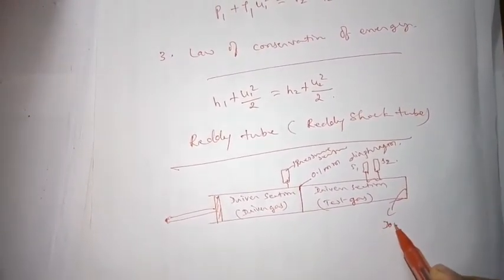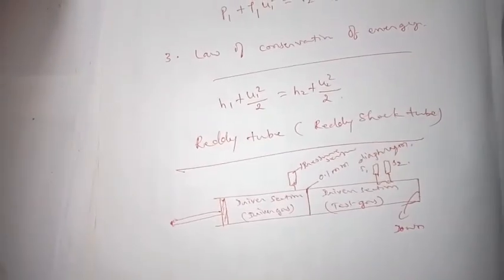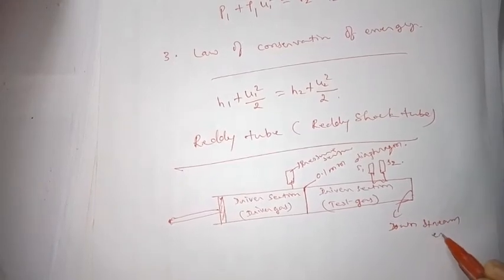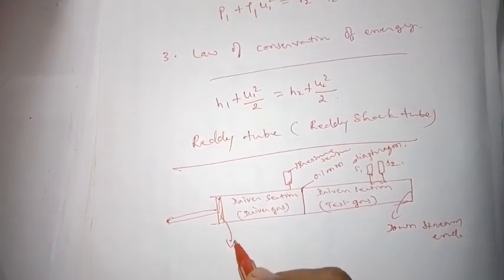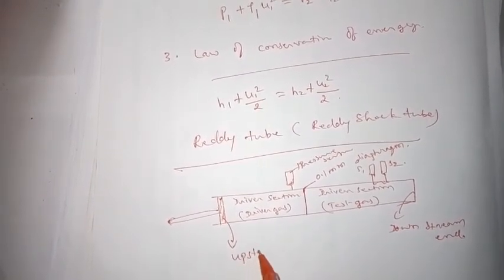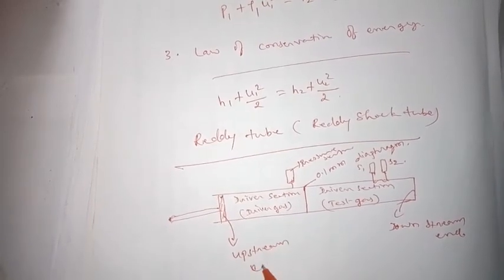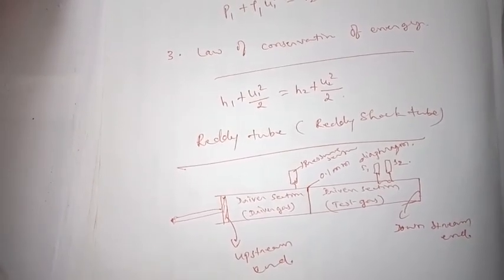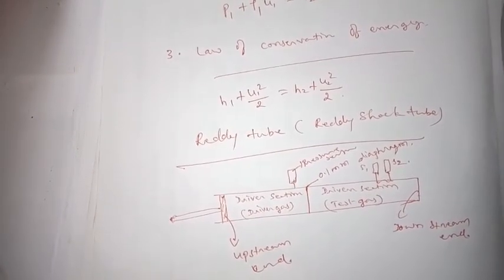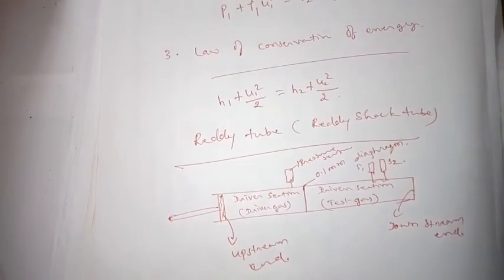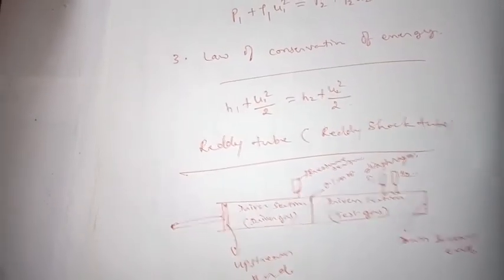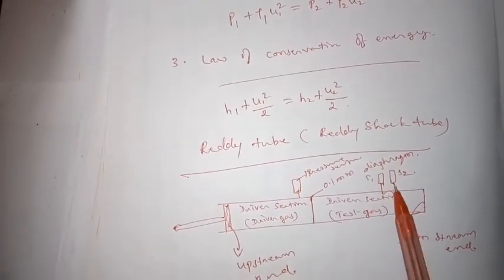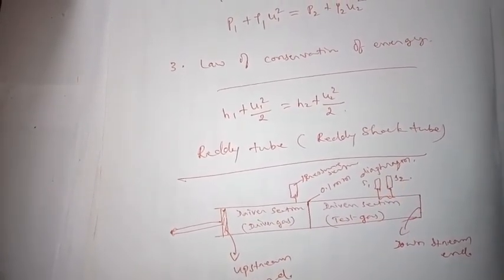This is the downstream end, and this will be the upstream end. So now what is done? This is the total construction. Okay. So these sensors are made from piezoelectric material, which converts mechanical energy into electrical signal. These sensors are connected to an oscilloscope.